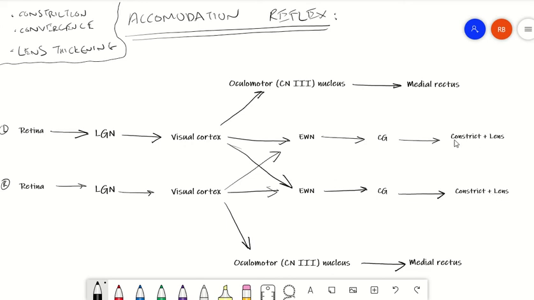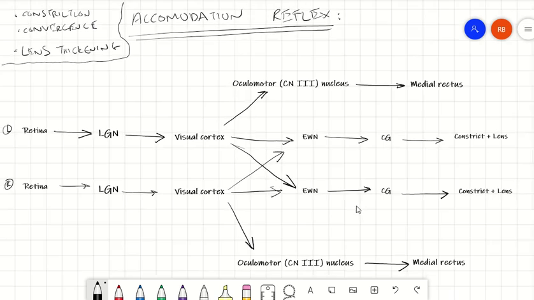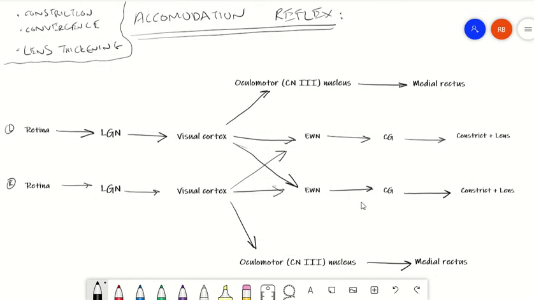So you get the triple result of constriction, convergence, and lens thickening. So that produces a more focused image. So that's an overview of all the reflexes that we need to know for ophthalmology in terms of the pupillary side of things. So accommodation, light, direct, light, consensual reflex.